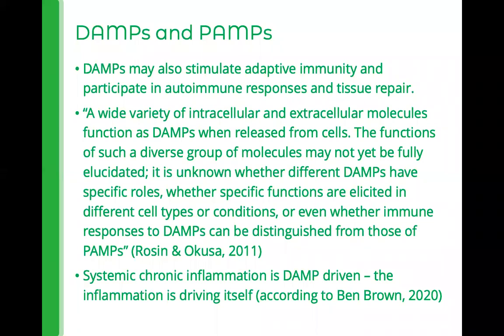So if you can remember stranger and danger, PAMP and DAMP, the DAMPs can be involved not just in adaptive immunity, but also in autoimmune response and tissue repair. We're not sure what the different types of DAMPs quite do yet, or whether they are in fact different. And DAMPs can drive systemic chronic inflammation, because the inflammation is driving itself.